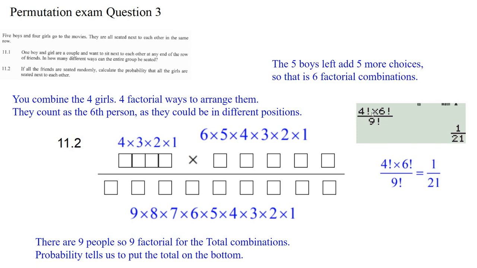There, I did it in my calculator. 4 factorial times 6 factorial over 9 factorial. In the memo, they've got all these big giant numbers. You don't need it. Your calculator gives you the answer. 1 over 21. And that's it. That's a little bit tricky, but I think I'm finding these questions pretty darn easy by setting it up with the boxes and reading it really carefully. And there you go.